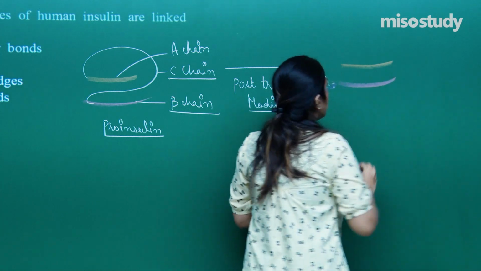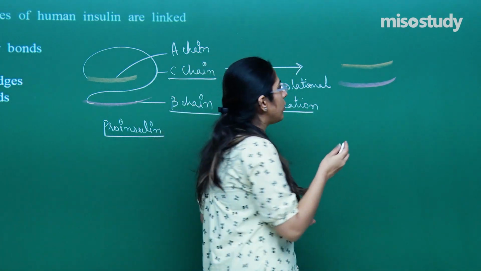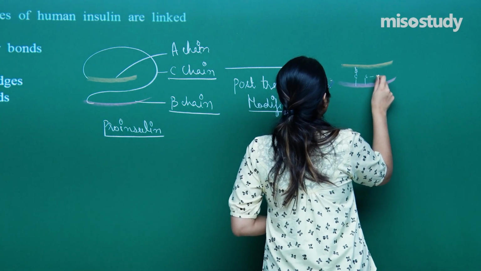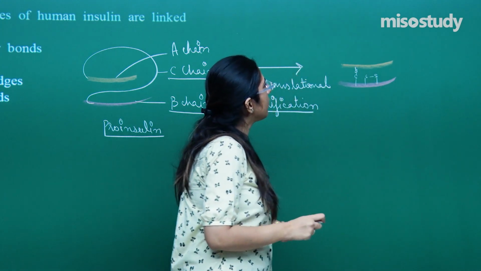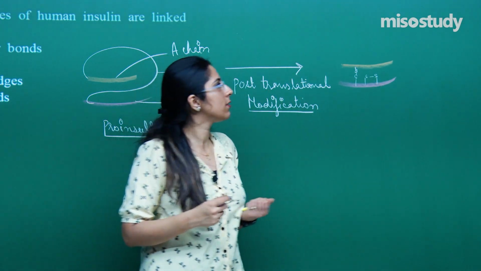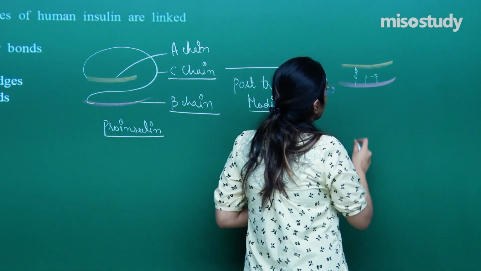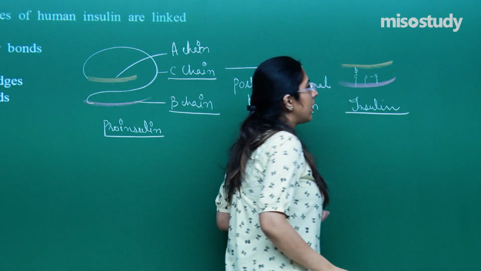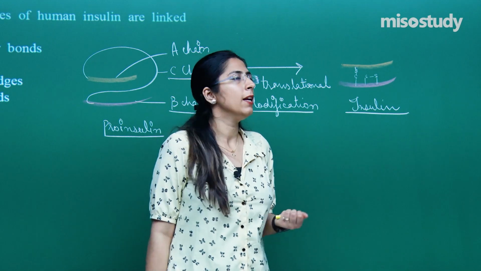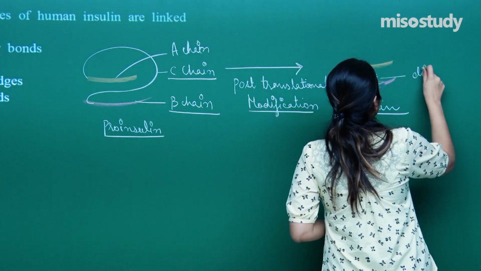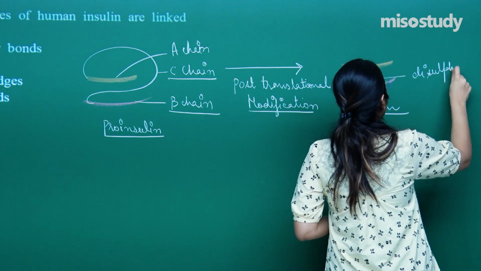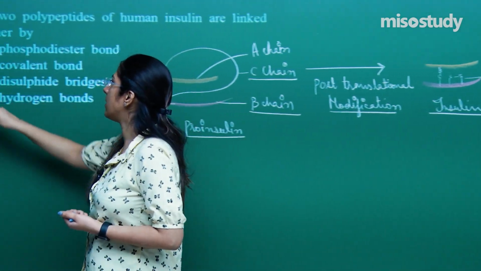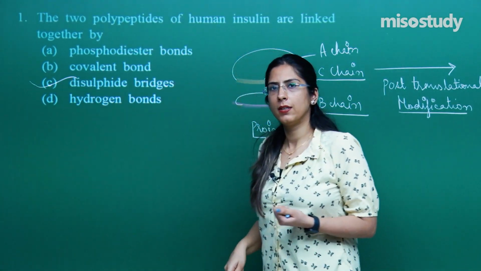Now, the characteristic feature of these two chains is that they are connected to each other, and the bond present in them is an S-S bond, also called a disulfide bond. This is present not only between the two chains, but also within the chain as well. So this is an active form which is called insulin. Now the question asks which type of bond is present in the insulin, and this bond is called a disulfide bond. So the correct answer for question number 1 is disulfide bridges, option C, right?